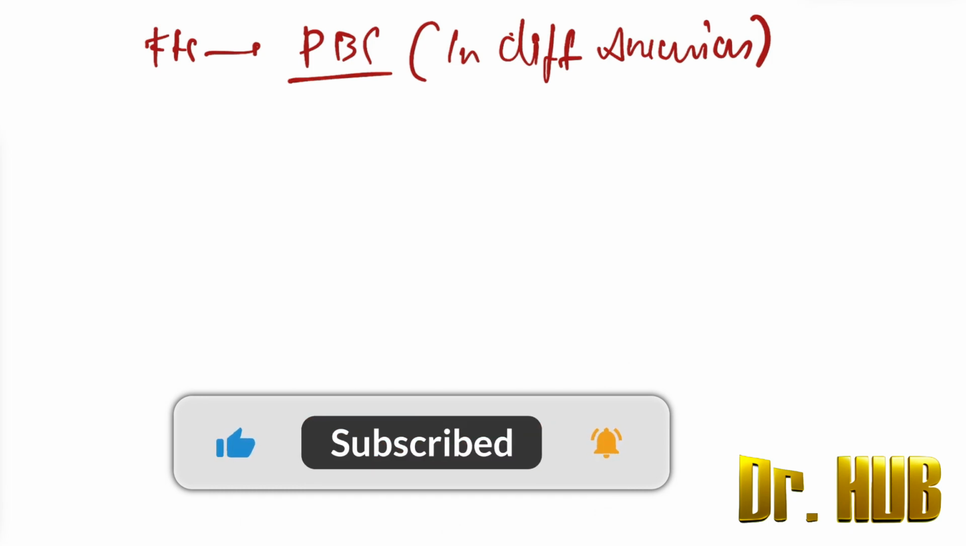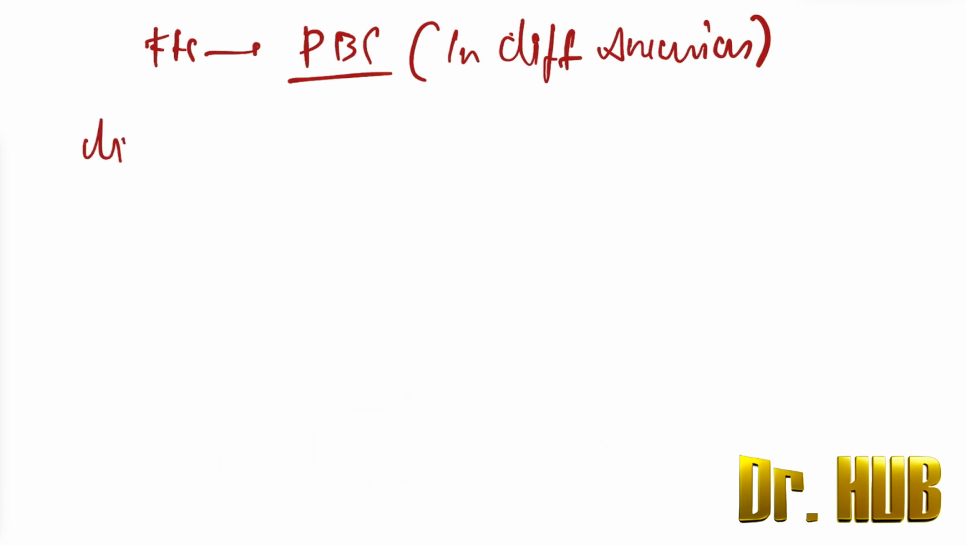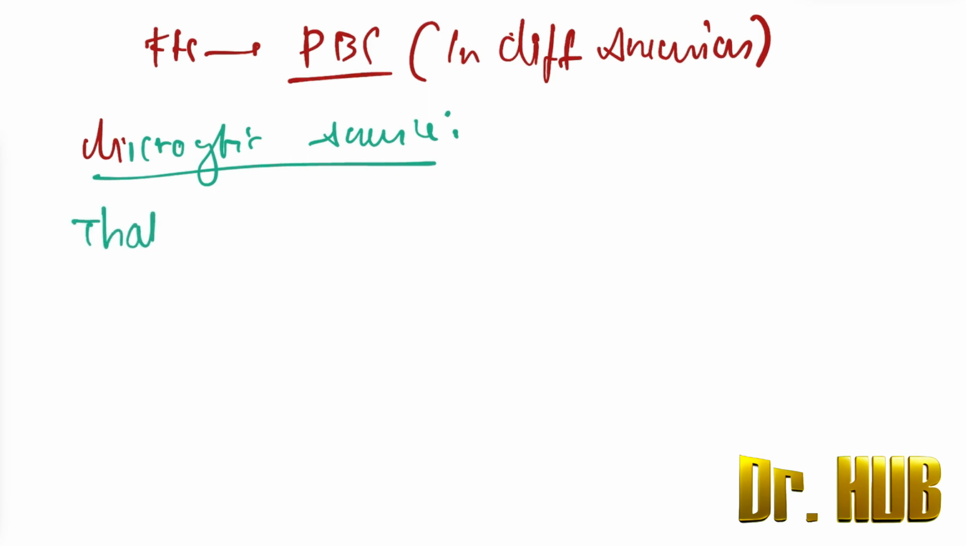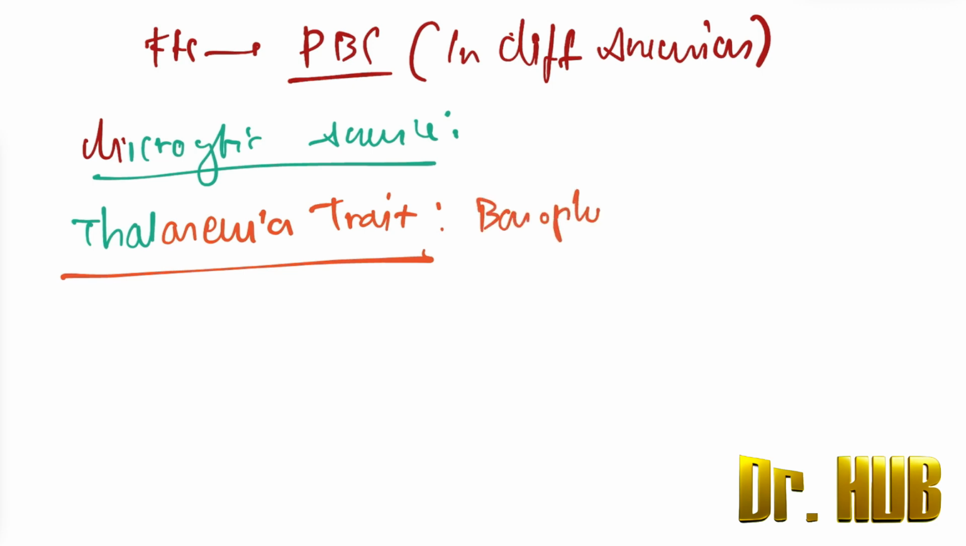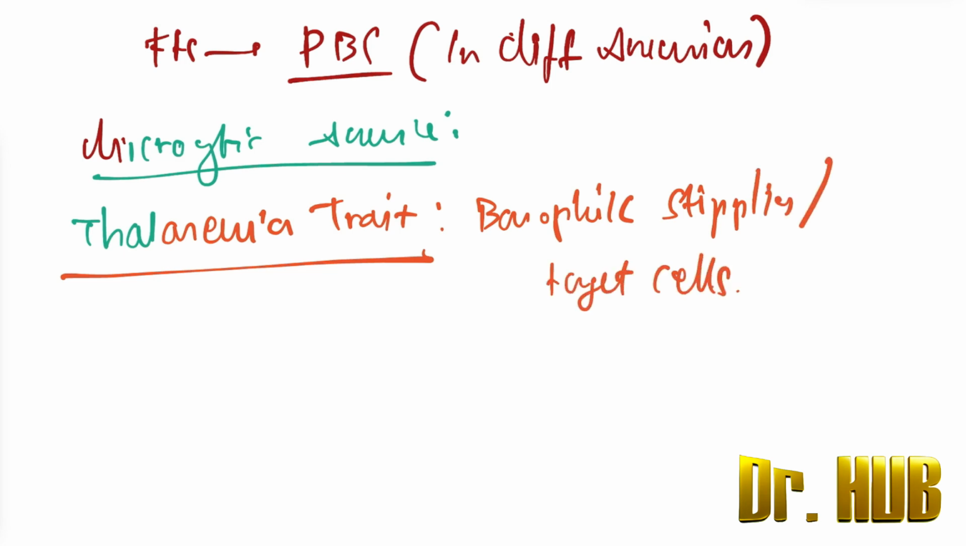First, we look at the types of anemias, starting with microcytic anemia. Under microcytic anemia, the diagnosis is thalassemia trait. Here the peripheral blood smear, the PBS, shows basophilic stippling, as well as the presence of target cells.